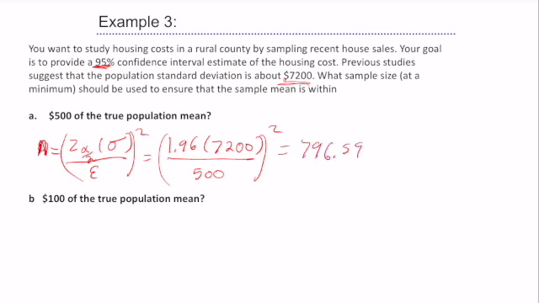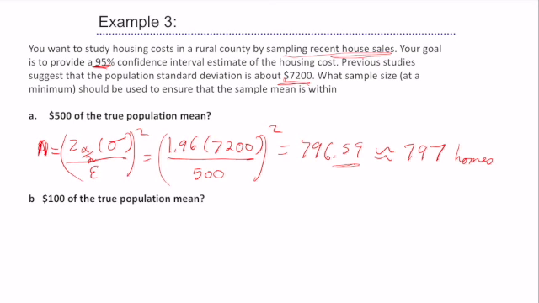796.59. Now, we're sampling houses, right? You can't have 0.59 of a house, so we need to round this up. You're always going to want to round it up. So you've got 797 homes that we would need to survey.